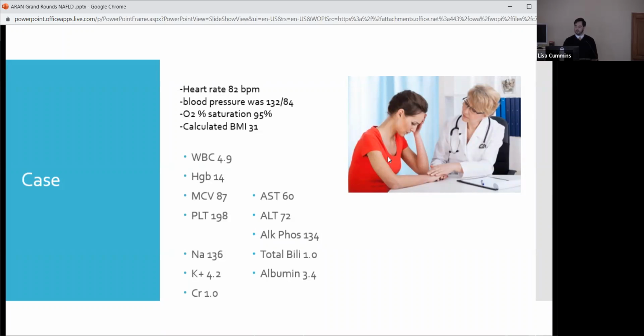And then we see her liver numbers, and she's got an AST of 60, an ALT of 72. She's got an ALK phos of 134 and a total bilirubin of 1, albumin of 3.4.